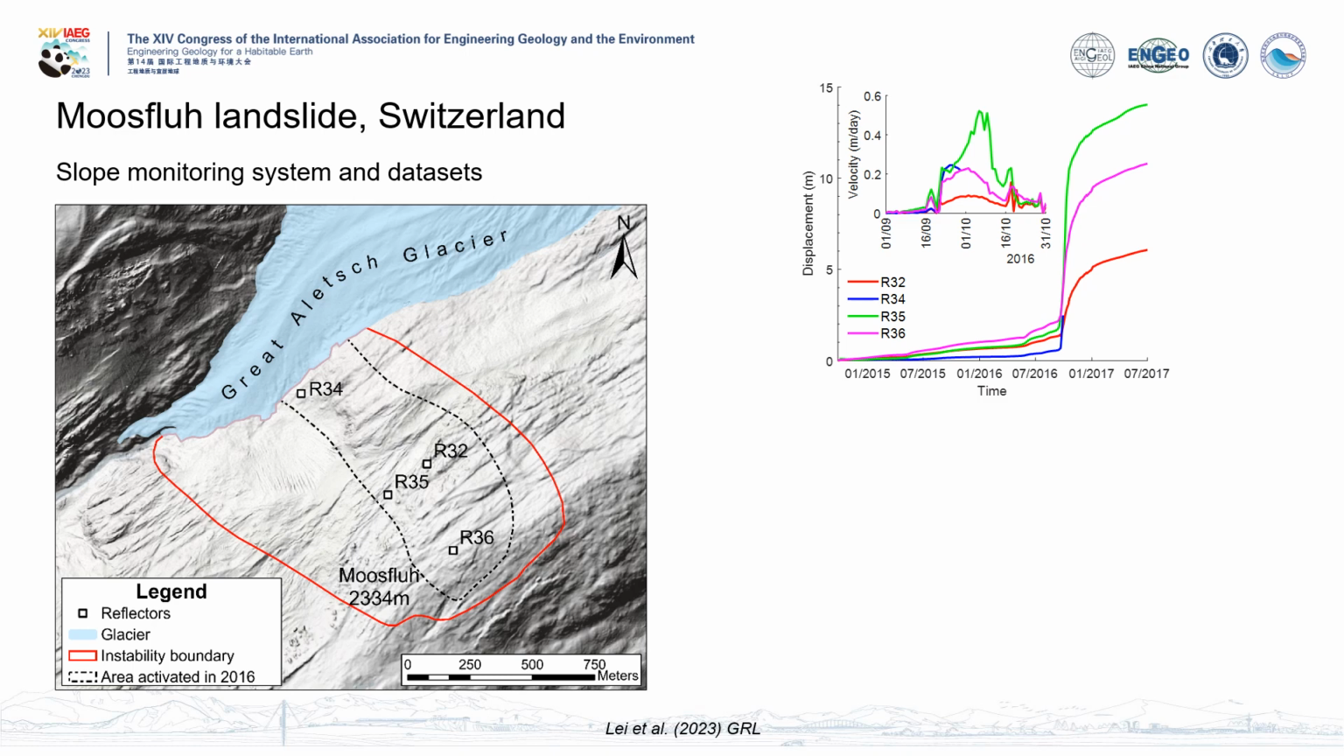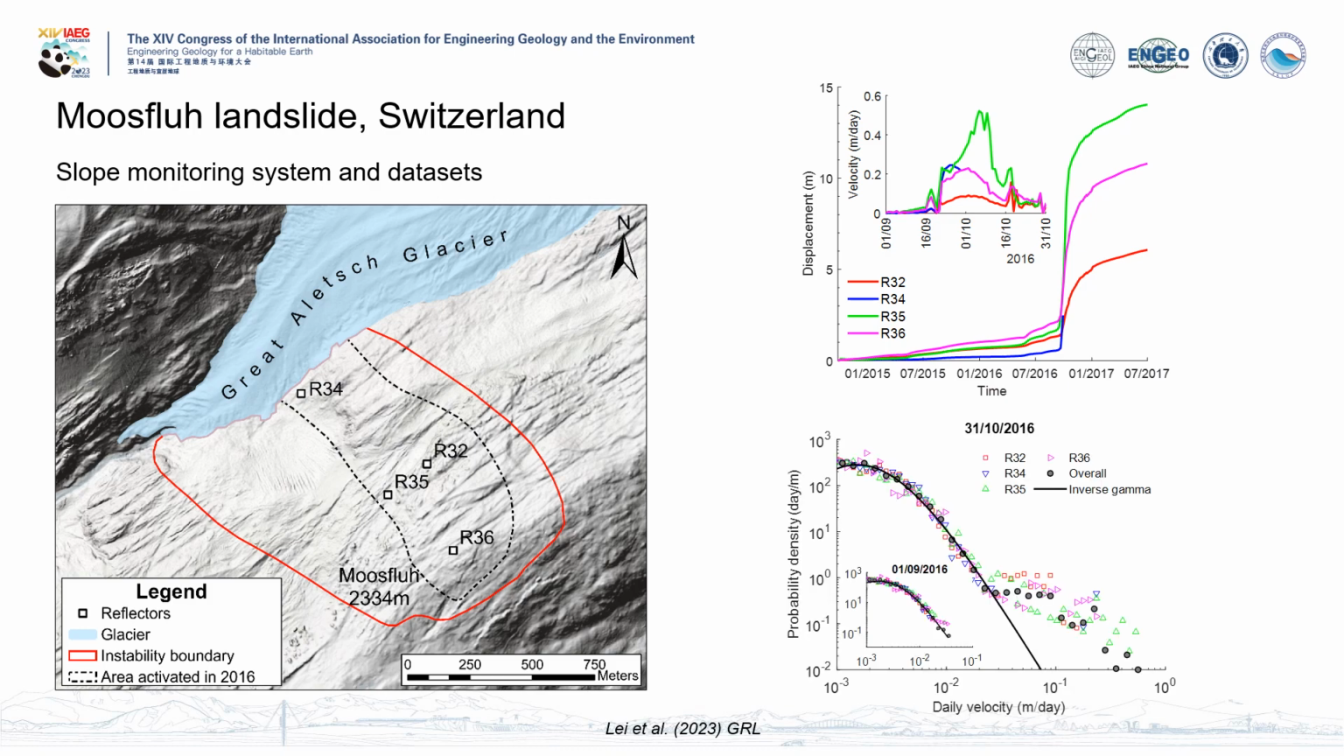Now let's look at another case, which is the Musflug landslide in Switzerland. This landslide was reactivated in response to the ongoing retreat of the Alash Glacier. It exhibited significant acceleration and deformations in late September 2016, but it didn't collapse. If we plot the velocity distribution, we can see a clear deviation of the velocity data from the inverse gamma distribution during the acceleration crisis.